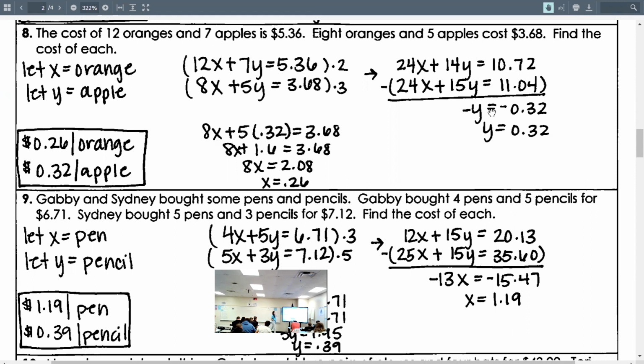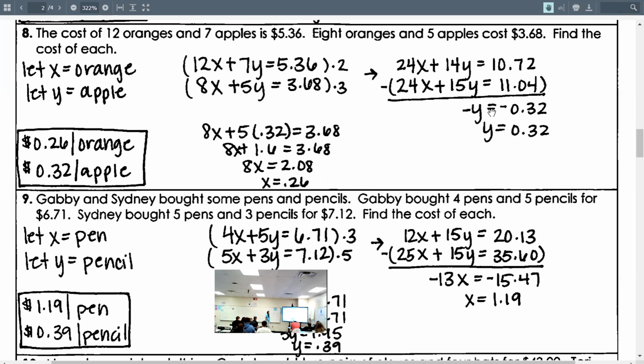You had that as your total, so it should be next to an equal sign. Same with the other equation. 8 oranges, so 8 times X, 5 apples, 5 times Y, costs $3.68. So any questions on the setup? If you think that's easy, then great. You should have no problem on your test because these look like ones on your test.